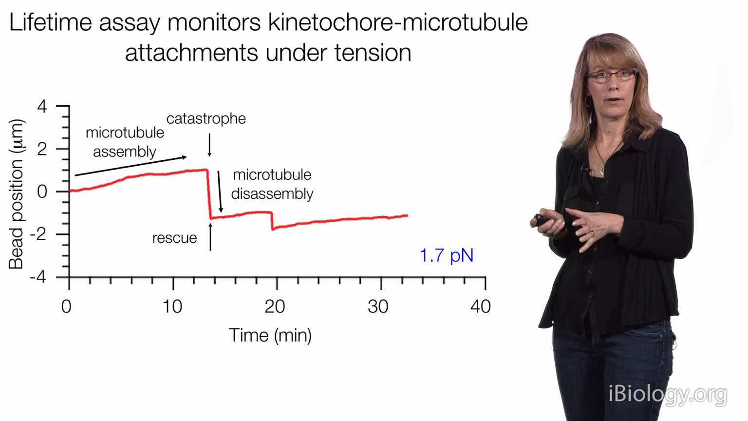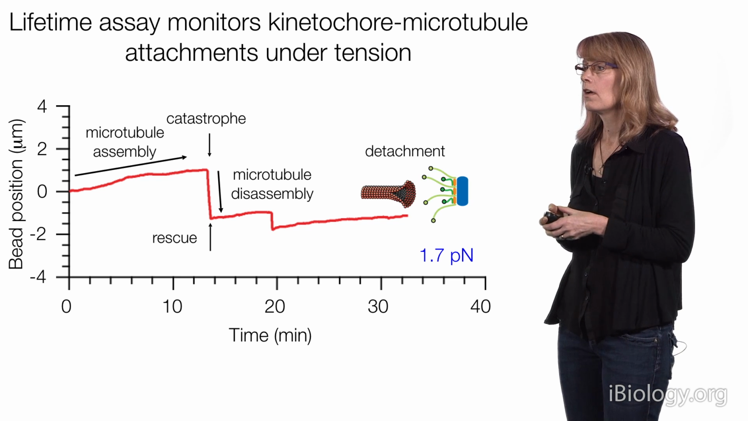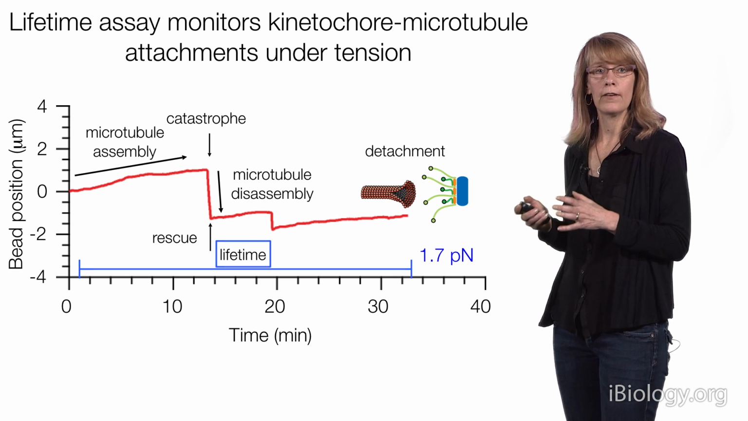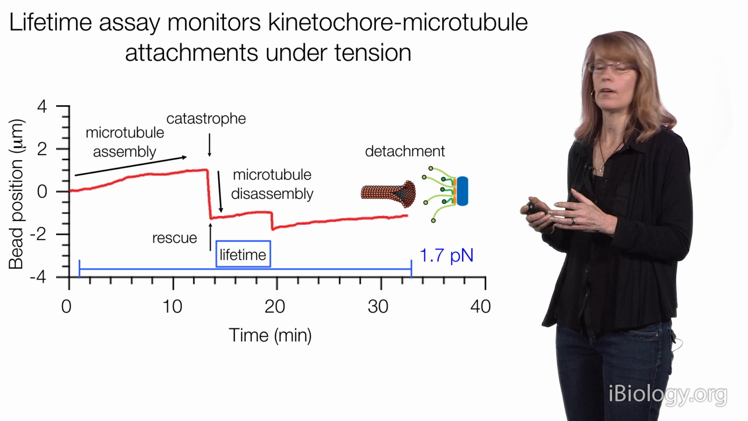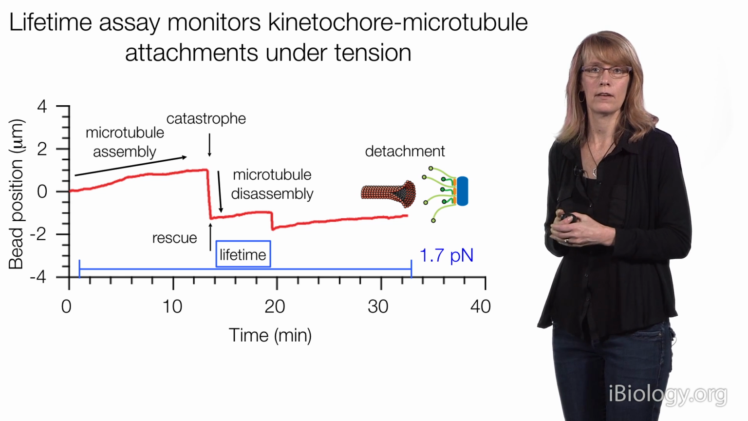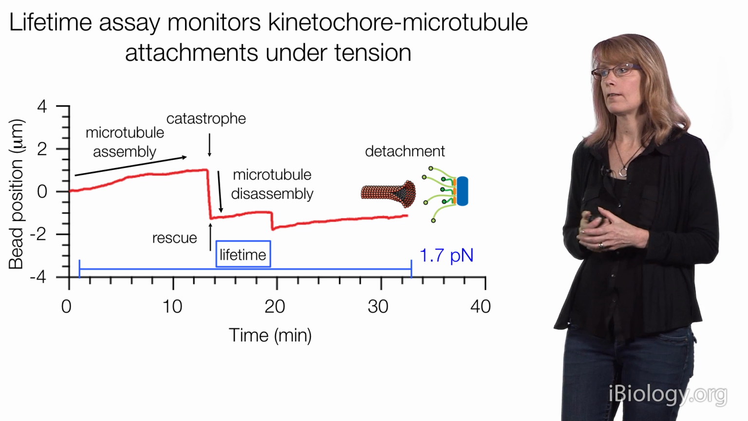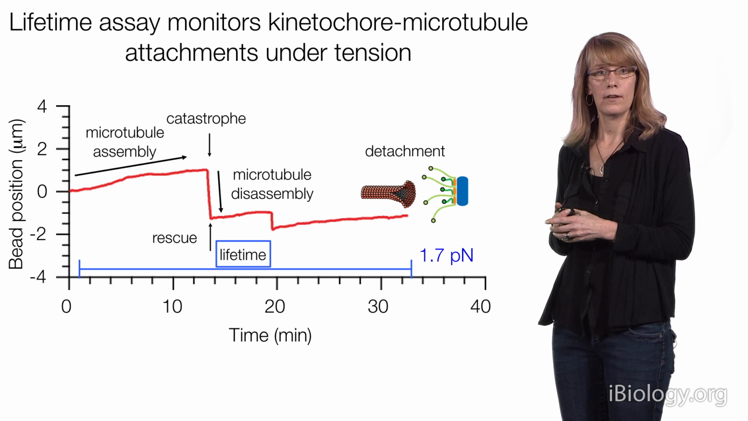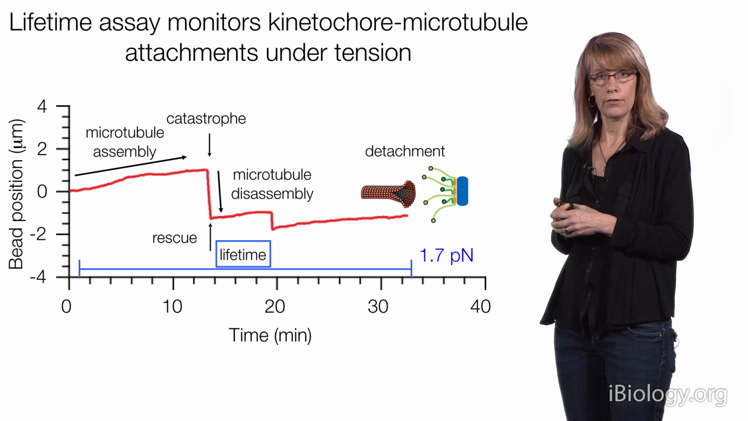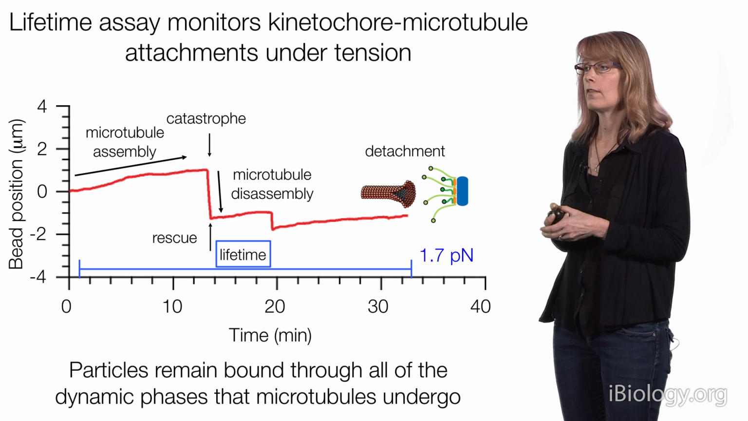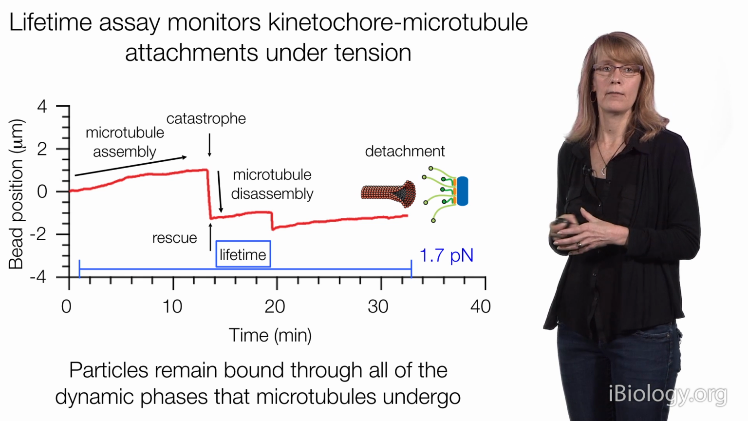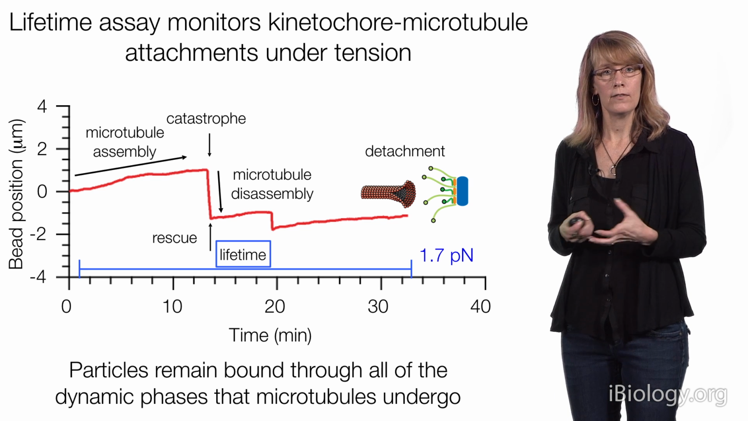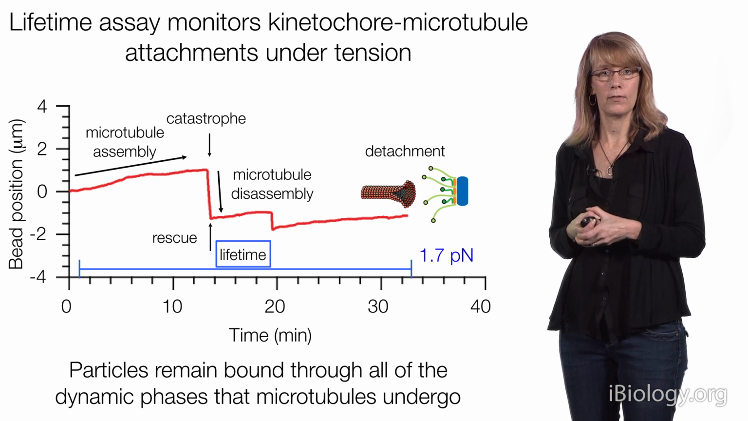At some point in the experiment, the kinetochore will just let go. It'll detach from the tip of the microtubule, and at that point, we call that the total lifetime of the attachment. So that's the length of time that the kinetochore stayed attached to that dynamic tip. And so you can see in this experiment that we learned a lot in this single experiment. The kinetochores can stay bound to the tip of a microtubule under tension, and we found that these particles can remain bound through all the dynamic phases that microtubules undergo. So at this point, we were really convinced that we had reconstituted dynamic kinetochore-microtubule attachments under tension.